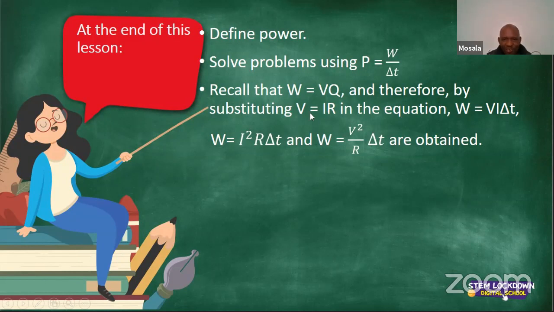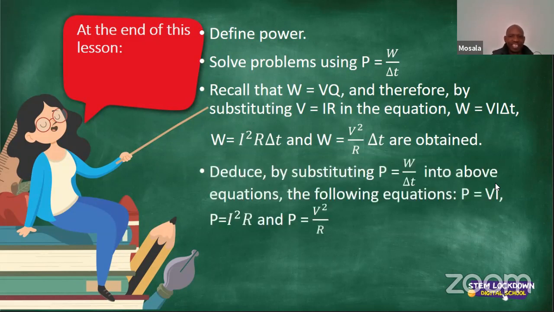will be equal to V over R. Then this will be V times V, which will be V squared over R delta T, right? So that one is just my mathematical manipulation. You can always do that.